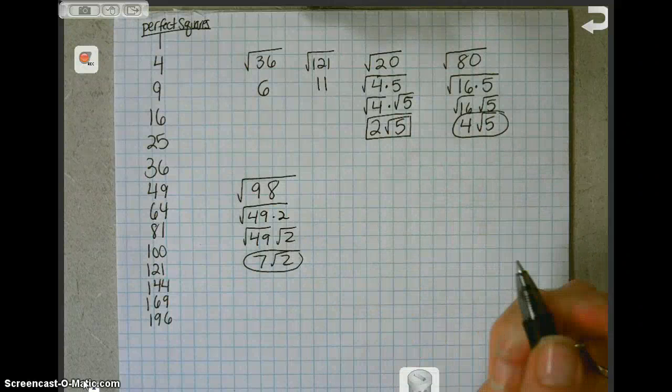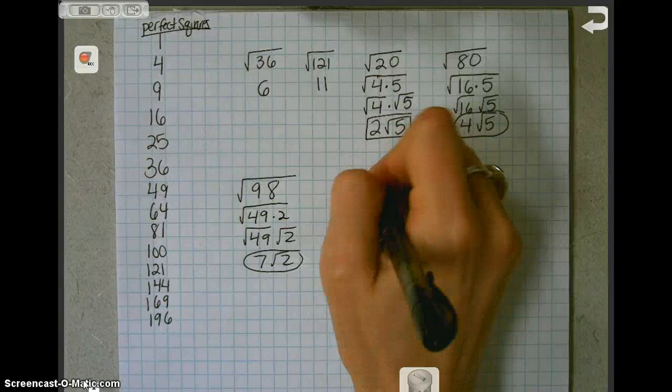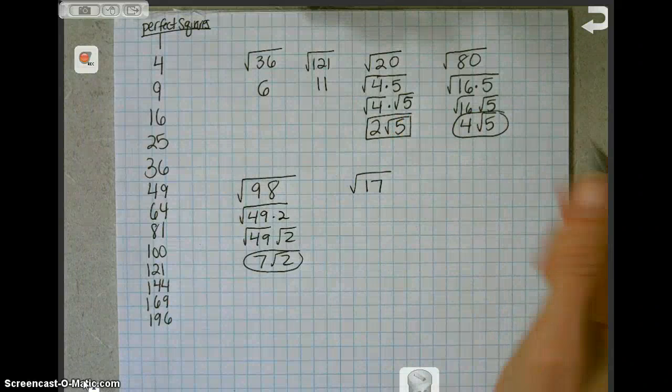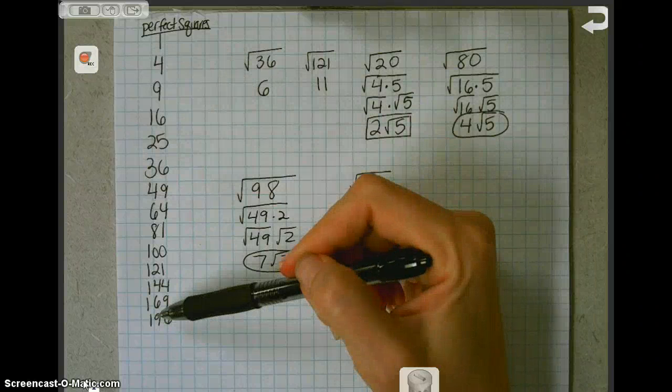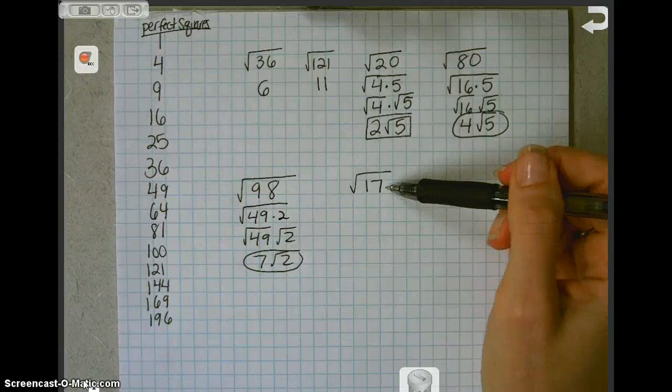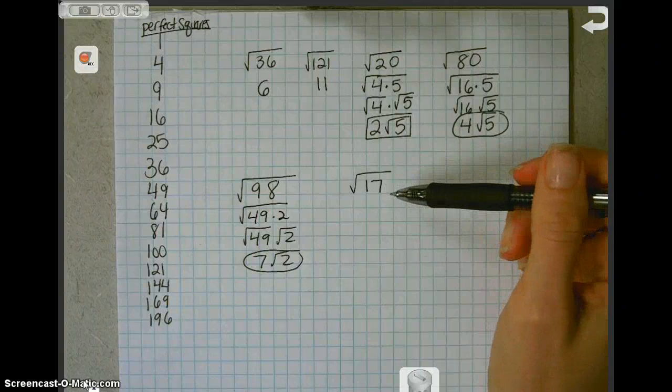Now, of course, if I give you the square root of 17 and ask you to simplify that, you look at it and ask if there is anything on your list of perfect squares that goes into that. The answer is no, so this is the simplified form of this item.